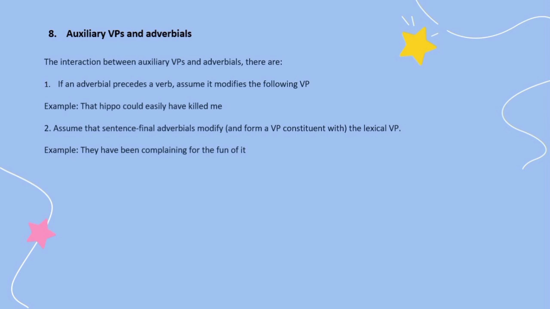The interaction between auxiliary, VP, and adverb: the first is, if an adverb precedes a verb, assume it modifies the following VP. Example, the hippo could easily have killed me. The second is, assume a sentence-final adverb modifies the VP constituent formed with the lexical verb. Example, they have been complaining for the fun of it.